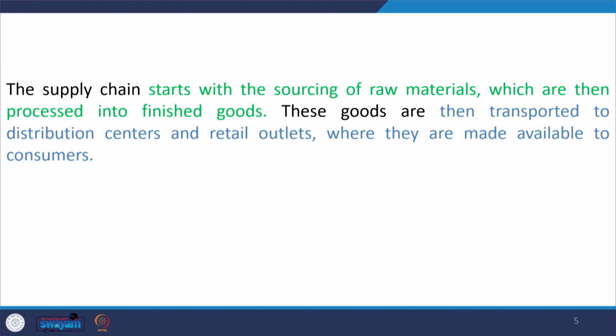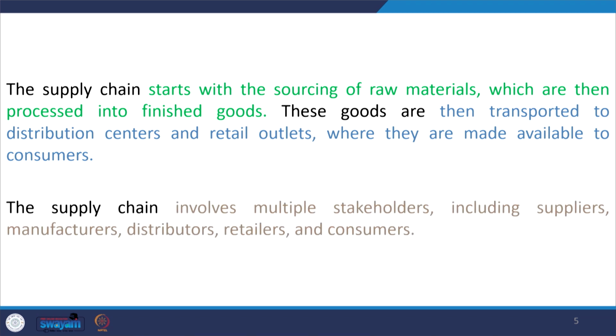Otherwise, as I just explained, the supply chain starts with sourcing of raw materials, which are then processed into finished goods. These goods are then transported to distribution centers and retail outlets, whereby they are made available to consumers. And as we had just discussed, it involves multiple stakeholders, whether these are suppliers, again, where you need to decide how many suppliers need to be kept. If there is one, then definitely you are going to be a key account for them. Benefits will come, but it can also have some of the issues. Then manufacturers are also going to be involved, your distributors, retailers, and finally consumers, for which again we need to make sure that the products are not only delivered on time but at right prices also.